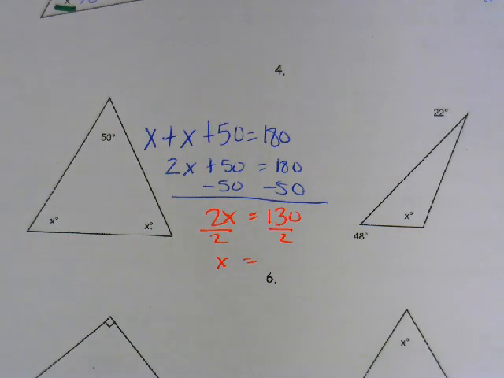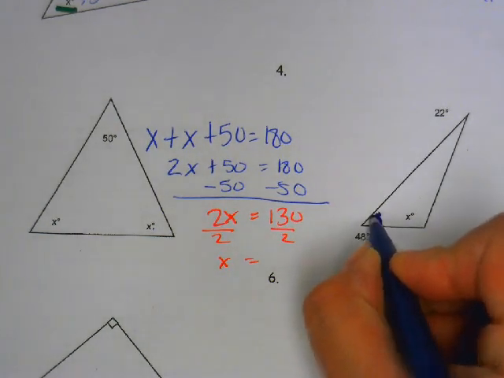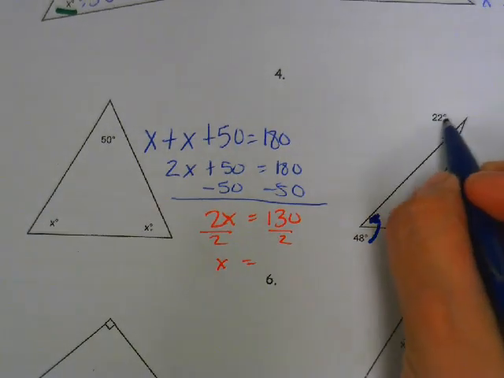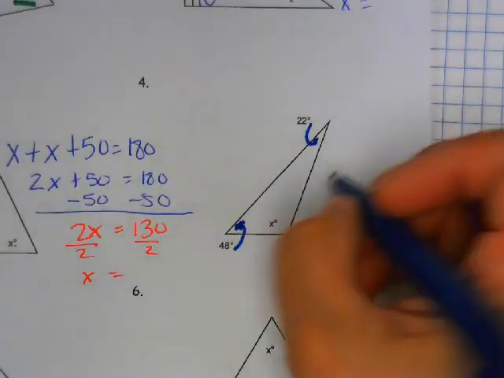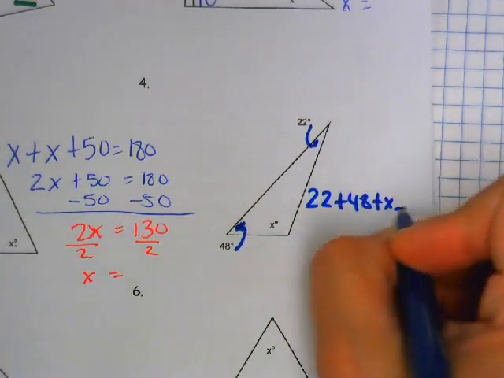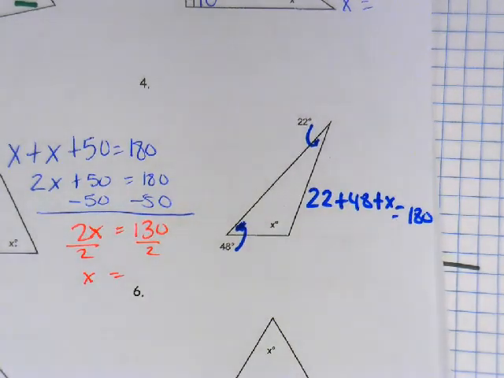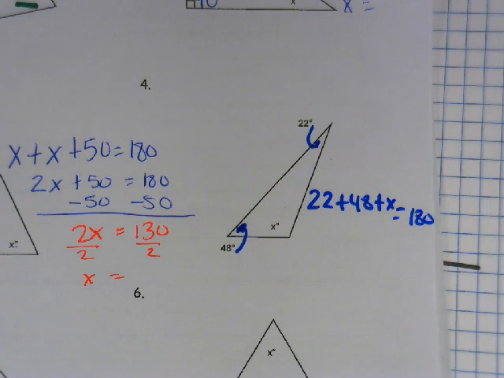Alright. Number 4. This one's an easy one. This is 48 in here. 22 goes in there, right? And then x. So write your equation. 22 plus 48 plus x all equals 180. You're given 22, you're given 48, so you put those two, then you're given an x.